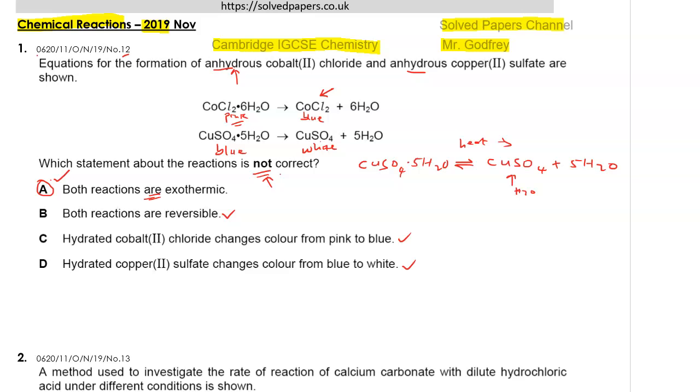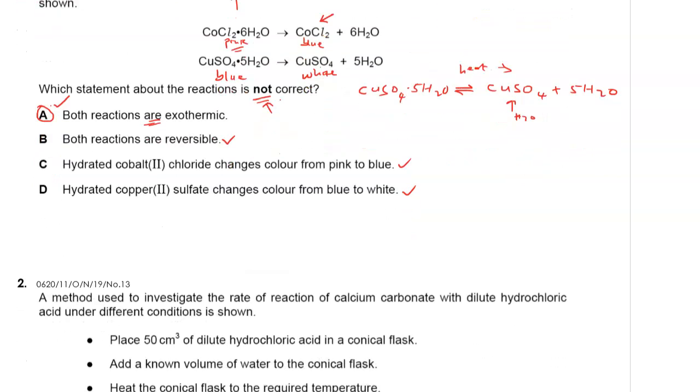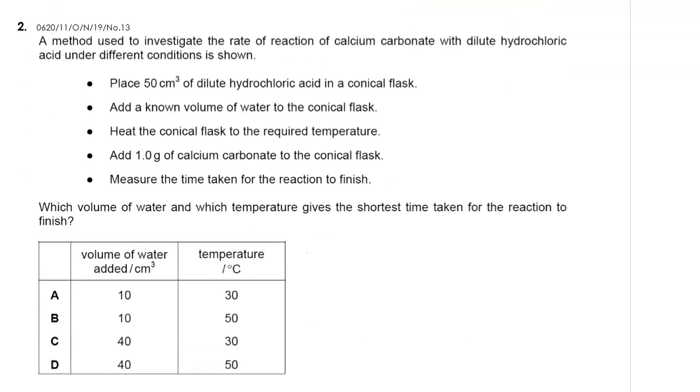Number 2. A method used to investigate the rate of reactions of calcium carbonate with dilute hydrochloric acid under different conditions is shown. These are the methods.